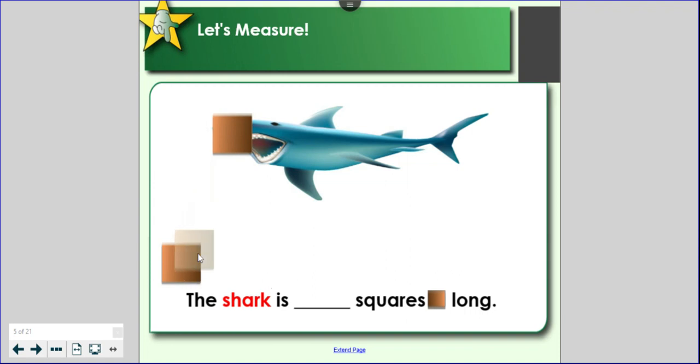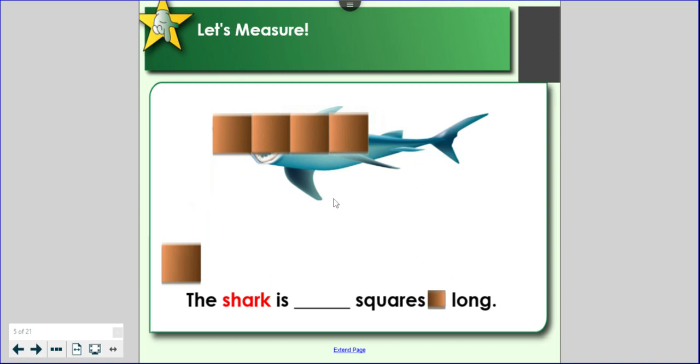What's the other thing I need to remember when I'm laying down my non standard forms of measure? That's right. I need to put them end to end right next to each other. Very good. Let's keep going. Am I done measuring yet? Have I gotten to the end? Nope, not yet. I've still got a little ways to go.